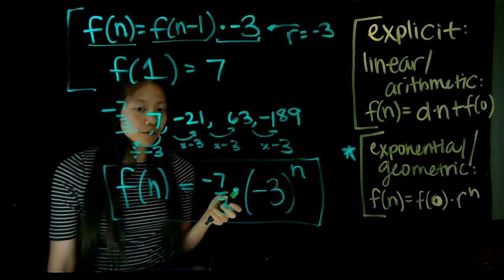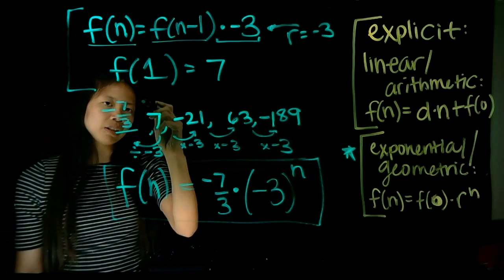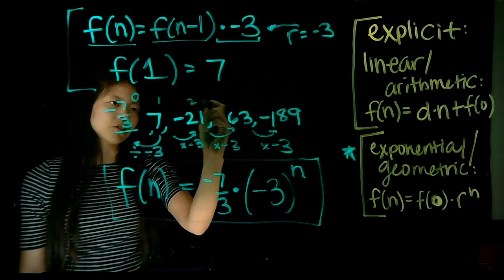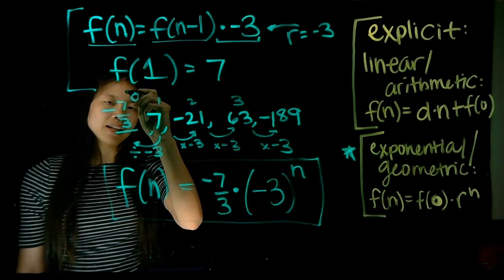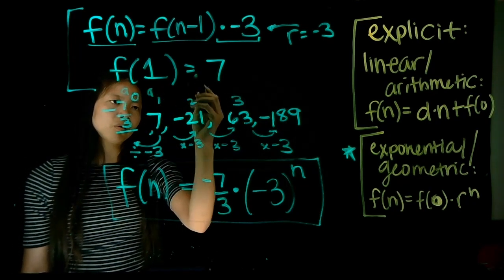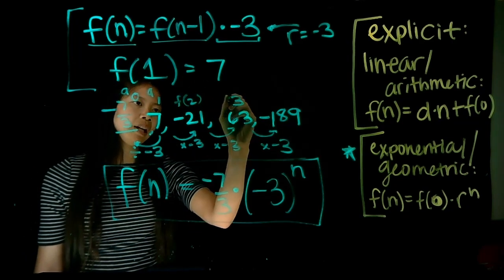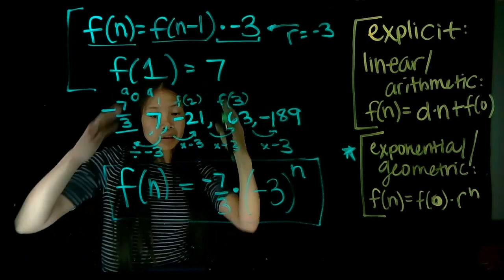You can always check yourself. You can plug in a point to see. So I know this is my 0th term, my first term, my second term, my third term. Sometimes they write it as a sub 0, a sub 1, or you'll also see it written as f of 2, f of 3. You can see it either way. But you can plug in a point to see.